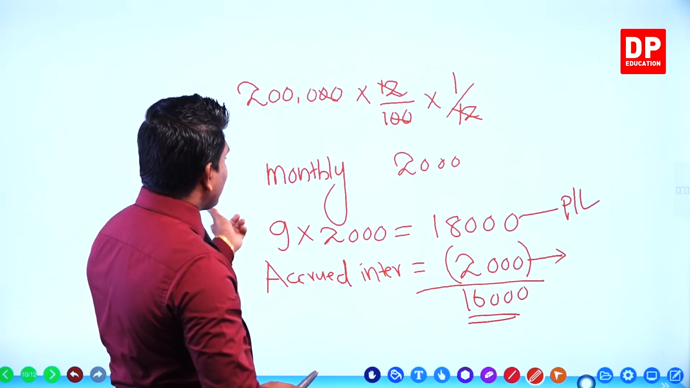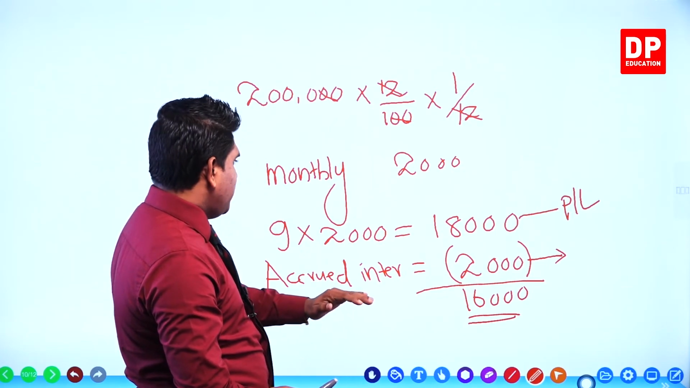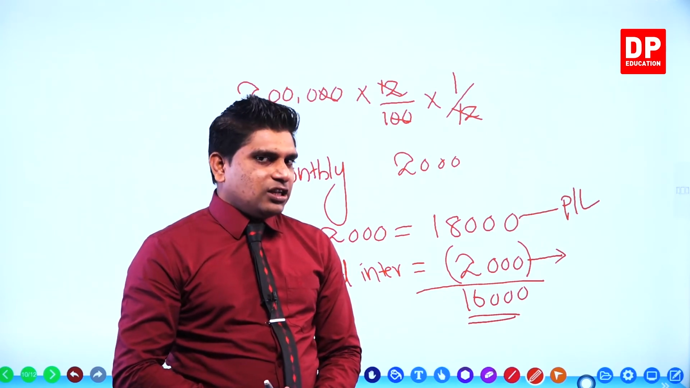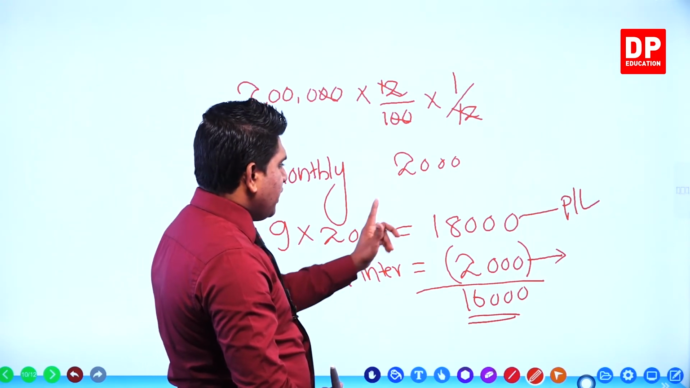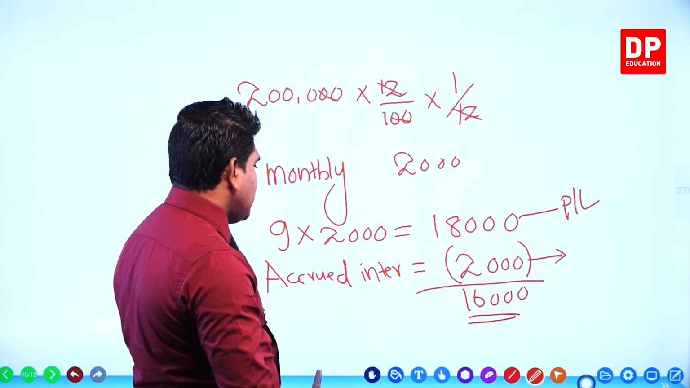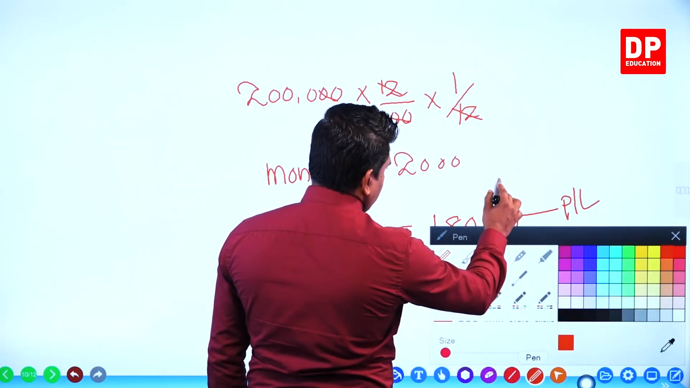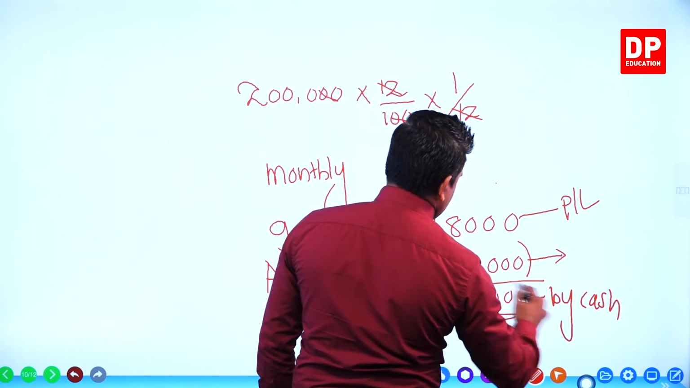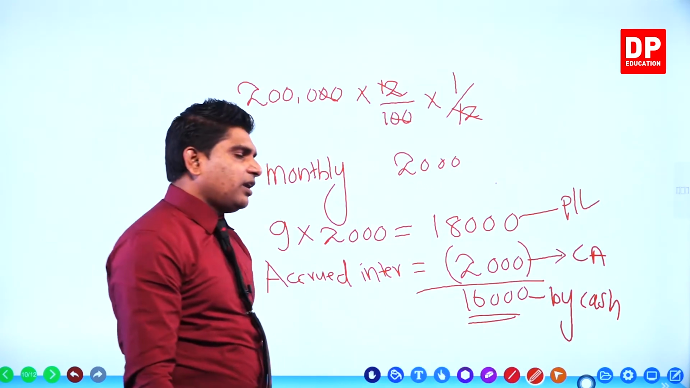Then 9 into 2,000, 18,000 for the year, but accrued interest is only the month of December interest, still not received. That's why we consider 2,000. Monthly interest, then 18,000 minus 2,000. The 16,000 is the money we received, by cash, right? To be received 2,000, it goes under the current assets. This is the profit and loss statement, right?